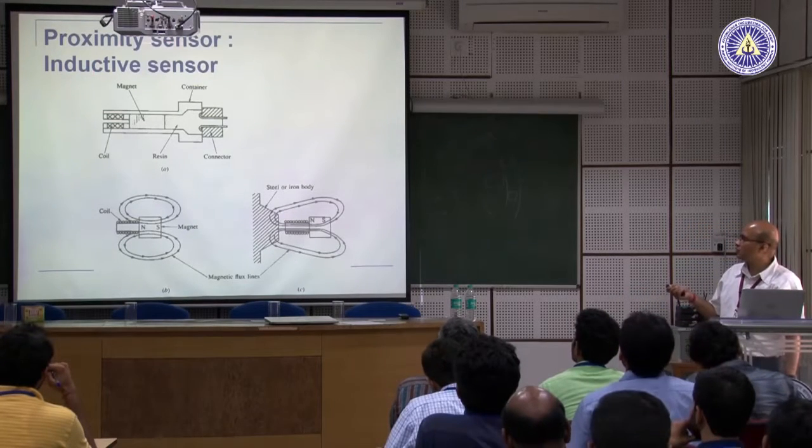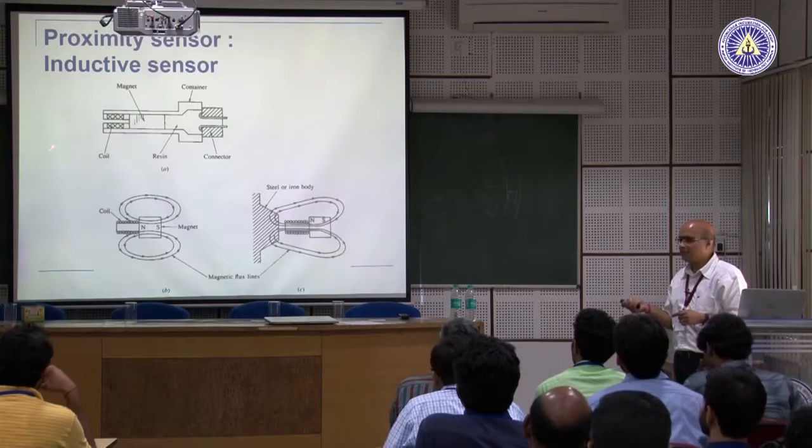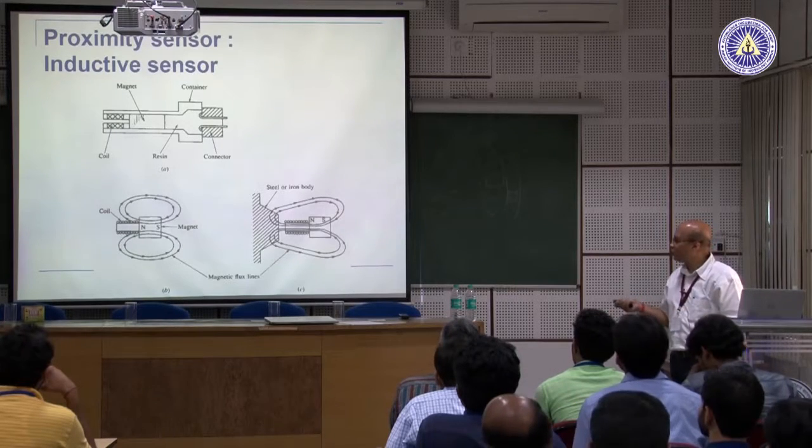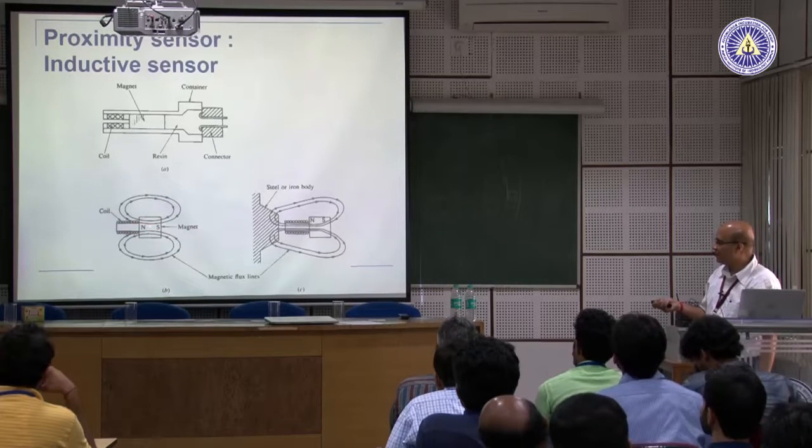So, proximity means they do not touch. These are not touch sensors. Touch sensors involve physical contact. These ones do not have physical contact, they just work on proximity. How does it work? Working is simple. We have a north and south pole magnet here, and there is a coil. There is a copper coil.